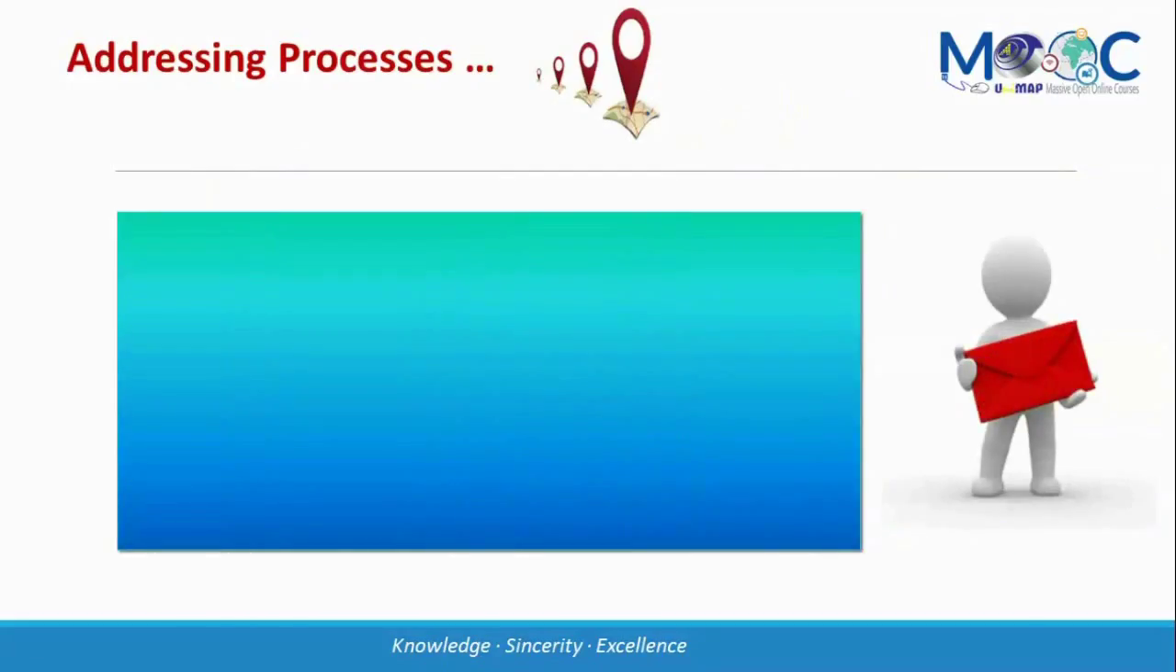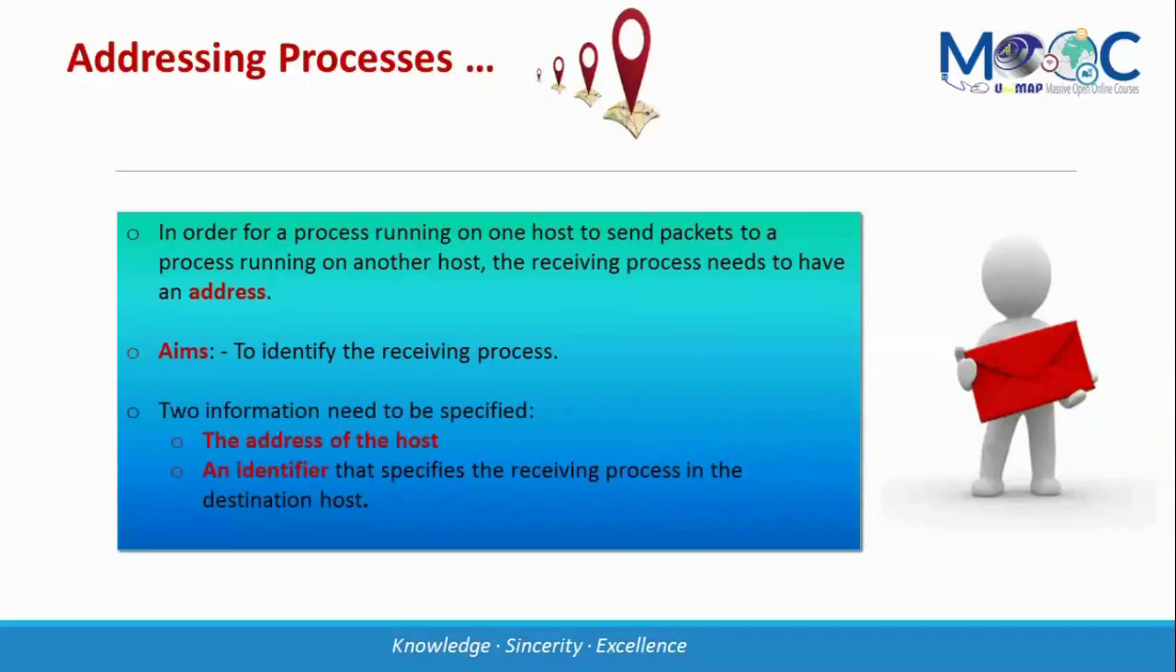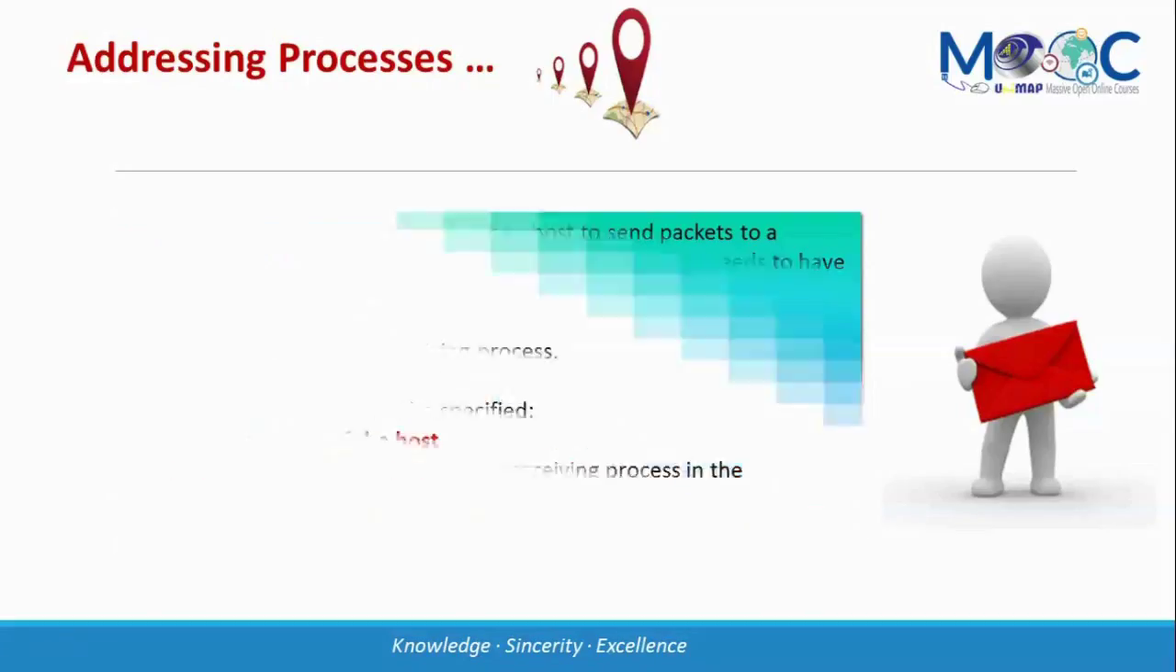But have you ever wondered how the message can be safely delivered to the correct destination host? In order for a process running on one host to send packets to a process running on another host, the receiving process needs to have an address. To identify the receiving or destination host, two pieces of information need to be specified. First, the address of the host, and second, the ID that specifies the receiving process in the destination host. In the Internet, the host is identified by its IP address.